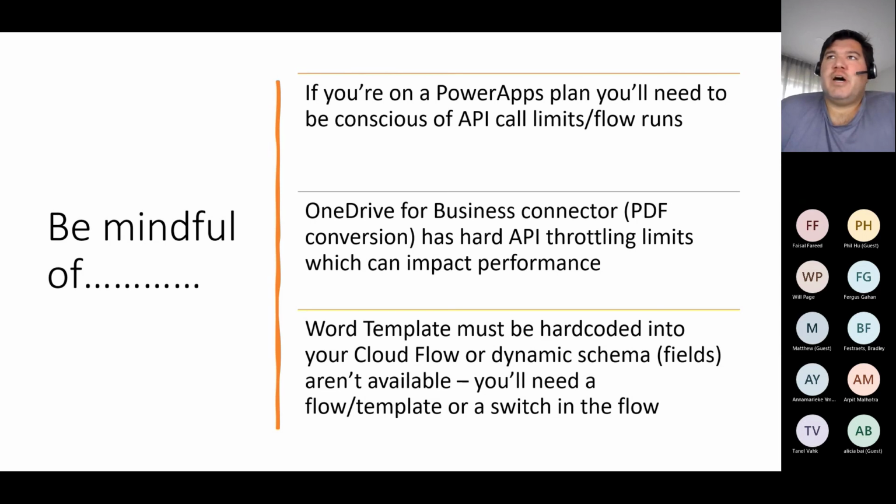Another thing to be mindful of, I'm using the OneDrive for Business connector, as I've found that's the simplest way to handle PDF conversion. However, it does have some hard API throttling limits, which can impact your performance. From memory, it's like 20 API calls per second. So if you are looping through a large number of records that you then need to create PDFs for, just be mindful of that, as that can impact the performance of your Cloudflow.